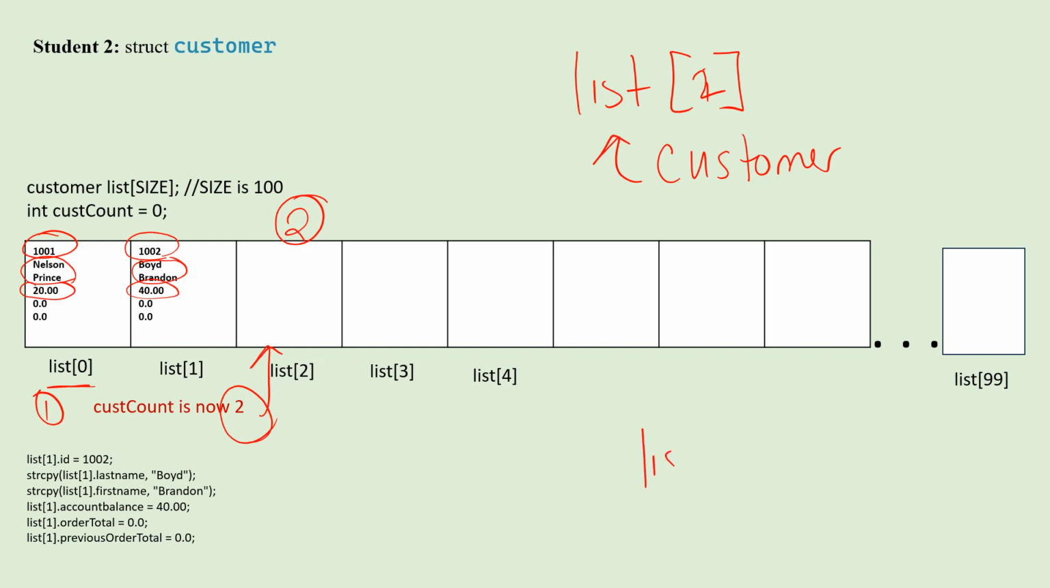List at index 1 dot ID, that is an integer. So just remember that it's the same thing. We are just doing customers now instead of students, and we have a couple of different fields. And you do need to assign the account balance because you don't have to, but you should put a reasonable balance so that your customer can make some purchases and they don't all start at 0.